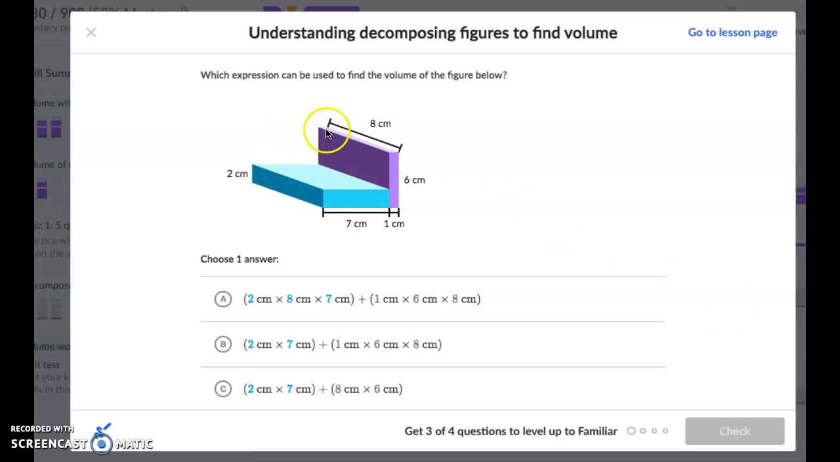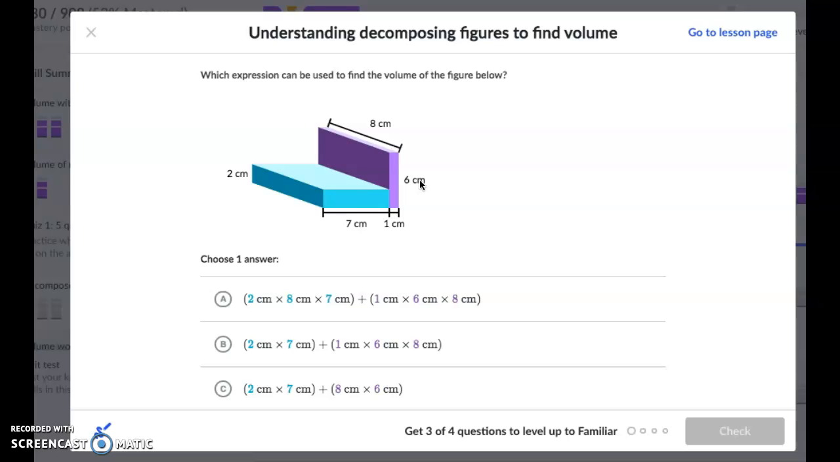Okay, so again, it's really great here. They're showing you that we have this blue rectangular prism, and then right up next to it is the purple rectangular prism. So to find the volume here, we're going to have to find the volume of the blue, and then the volume of the purple, and then add those two volumes together. Right now, we're not getting to that point. We're just looking at, if I did need to solve this, what would I do?